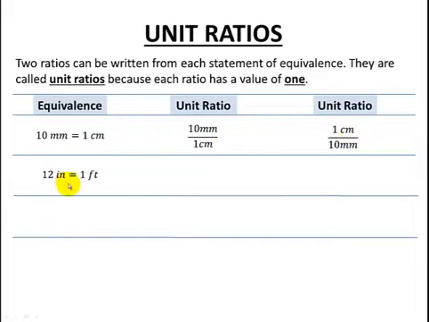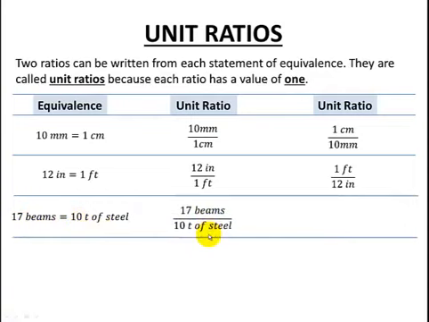Here's another example from imperial. 12 inches is 1 foot. So one ratio I can write is that there's 12 inches in the numerator and 1 foot in the denominator. Alternatively, I could reverse it, 1 foot in the numerator and 12 inches in the denominator. Another example here, let's take one of our situational ones. 17 beams is equal to 10 metric tons of steel. Here's a unit ratio. 17 beams in the numerator, the 10 metric tons of steel in the denominator, or conversely, the 10 tons of steel in the numerator and the 17 beams in the denominator.